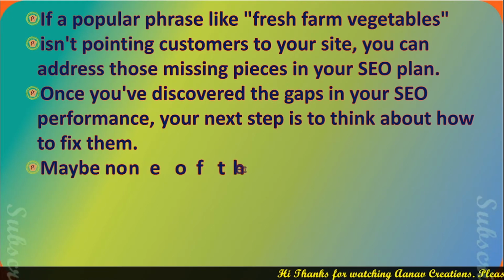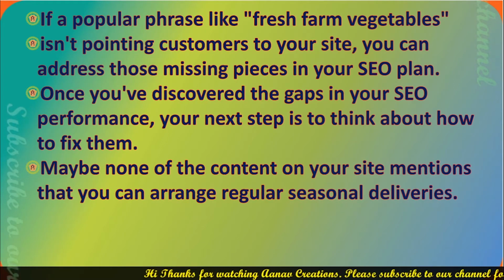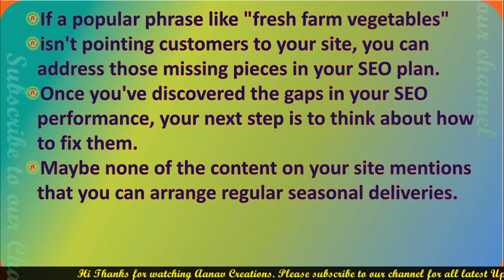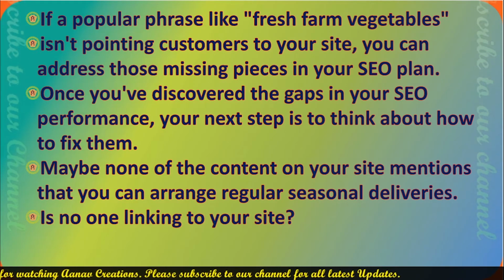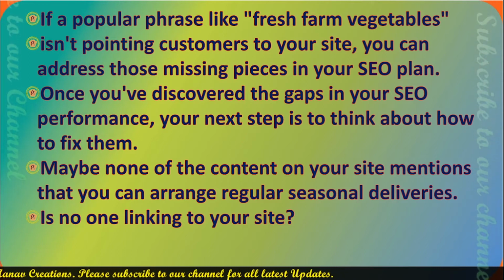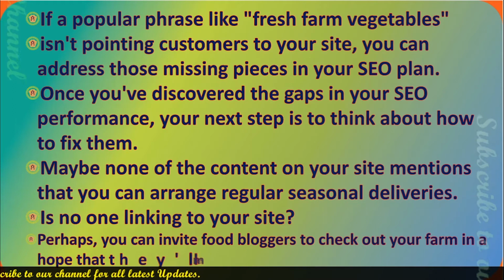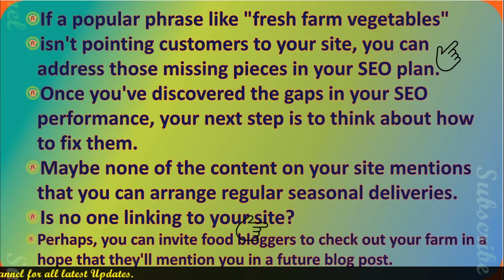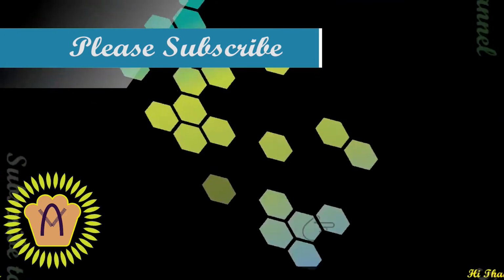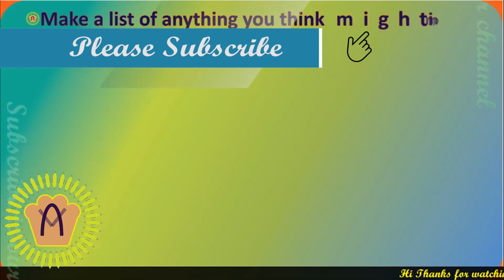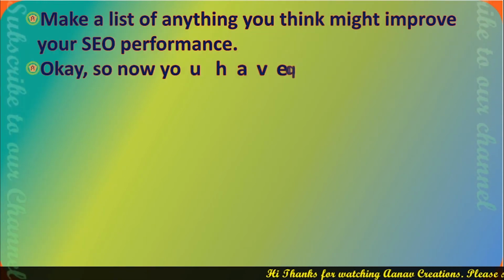Once you have discovered the gaps in your SEO performance, the next step is to think about how to fix them. Maybe none of the content on your site mentions that you can arrange regular seasonal deliveries. Is no one linking to your site? Perhaps you can invite food bloggers to check out your farm in the hope that they will mention you in a future blog post. Make a list of anything you think might improve your SEO performance.